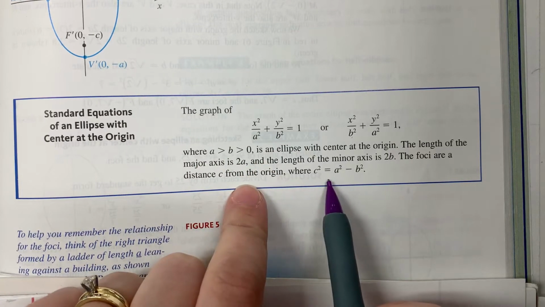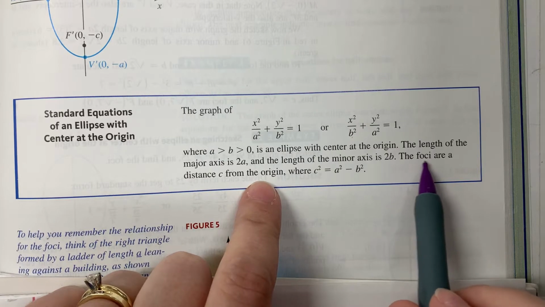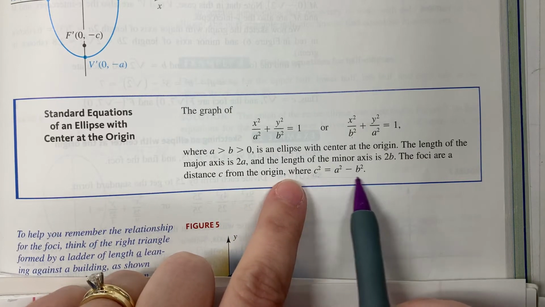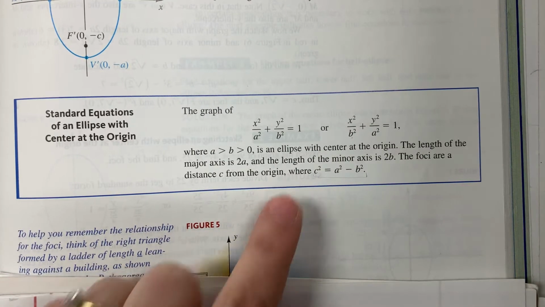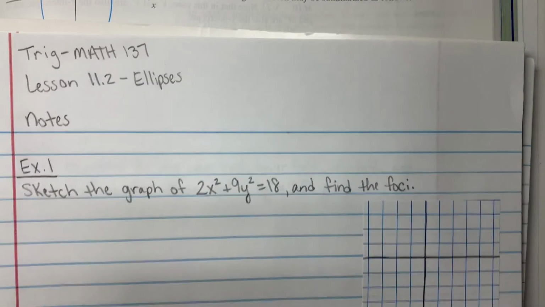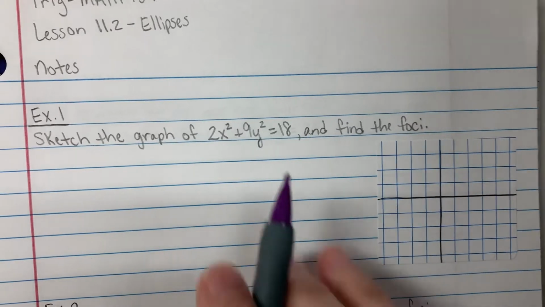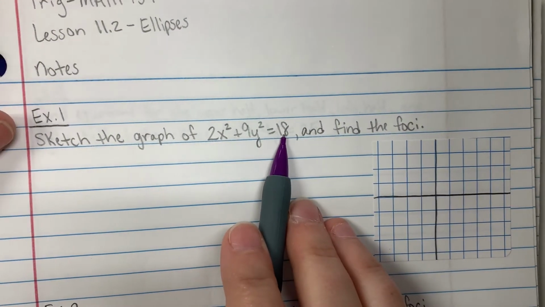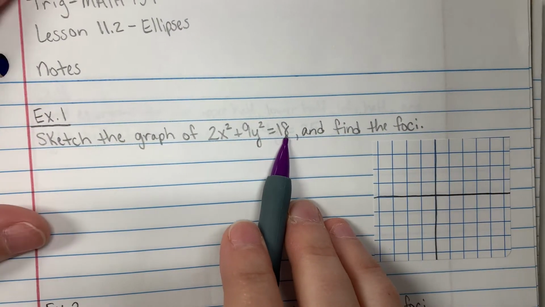The other thing that you need to focus on is the foci. Those are here, so pay attention to that formula as well. Okay, so let's start out with example 1. They want me to sketch the graph of this, and the first thing that I notice is it doesn't equal 1. So pay attention to that, make sure it always equals 1.